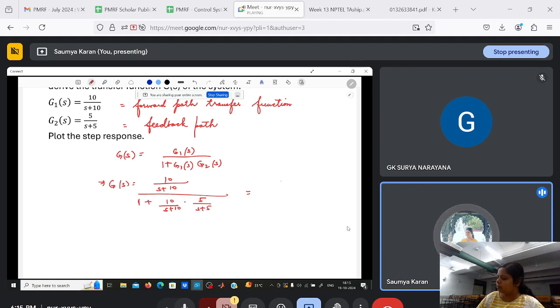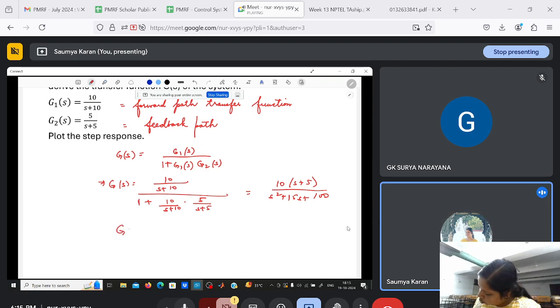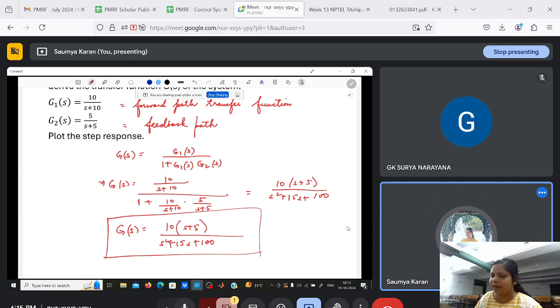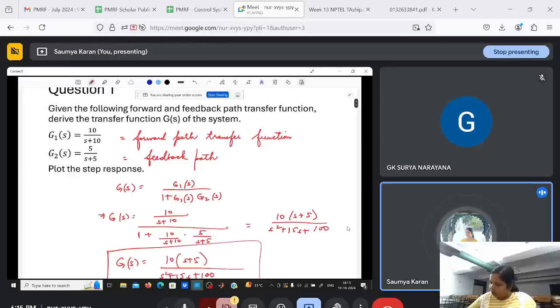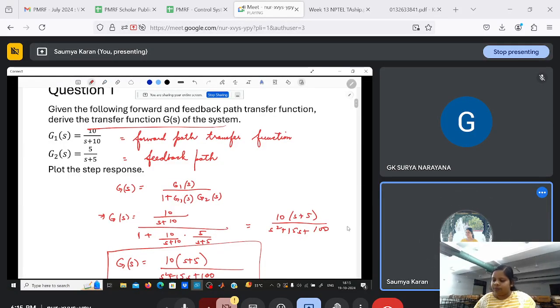When you try to simplify this expression, you'll get it to be equal to 10 into (s plus 5) upon s square plus 15s plus 100. Okay. Now what we want to do is, you have got G(s) equal to 10 into (s plus 5) upon s square plus 15s plus 100. Let's try to find out the step response for the system, and also represent it in the form of closed loop transfer function. Okay, so how we'll do this, I'll show you.